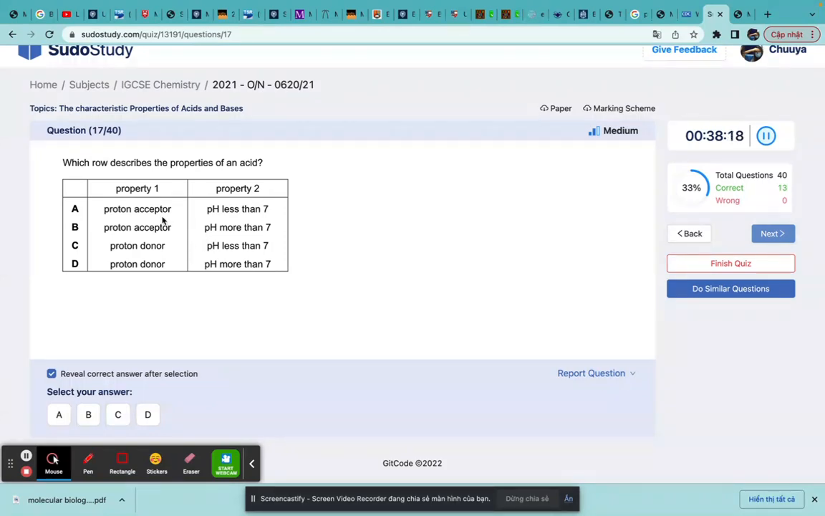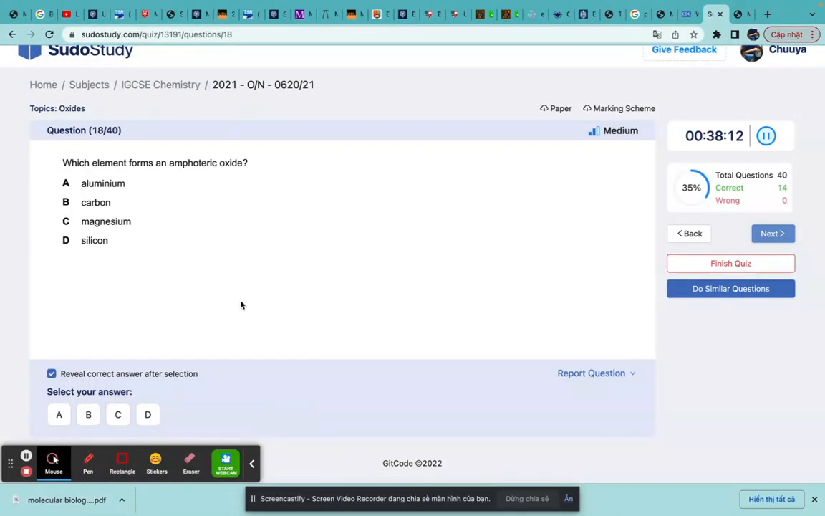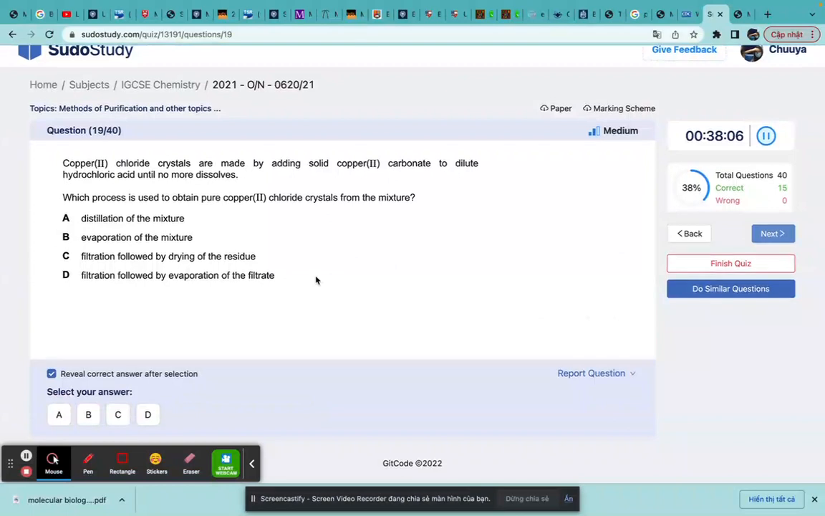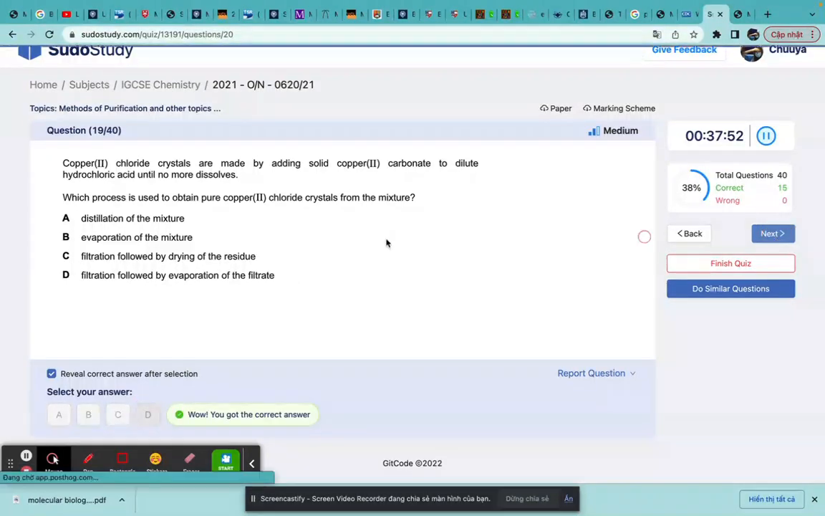Properties of an acid is proton donor, and the pH would be less than 7. Amphoteric oxide is aluminium oxide. Copper chloride, pure copper chloride. We filtrate and evaporate.